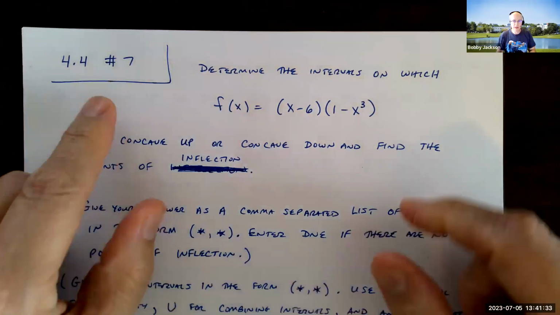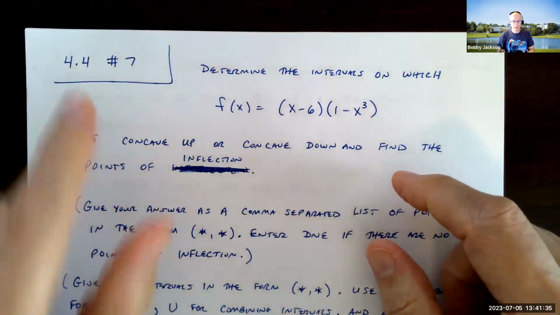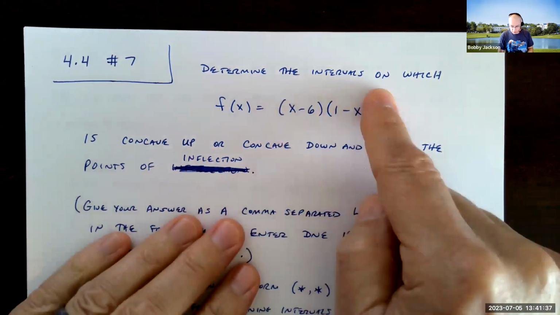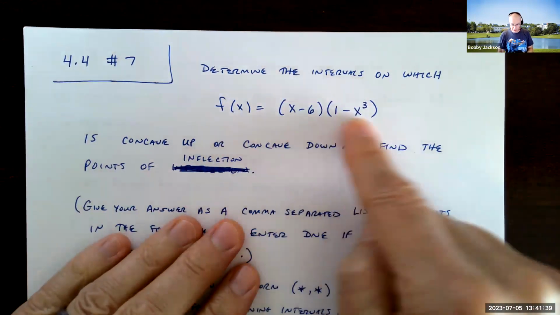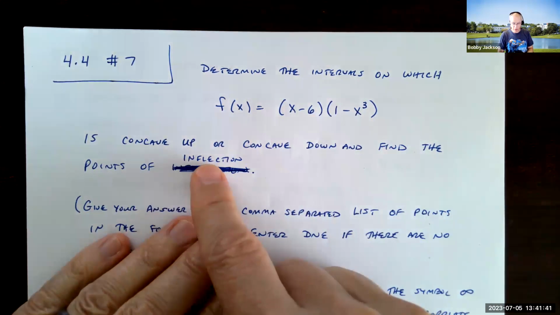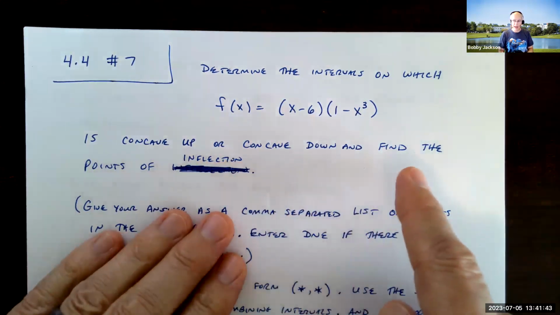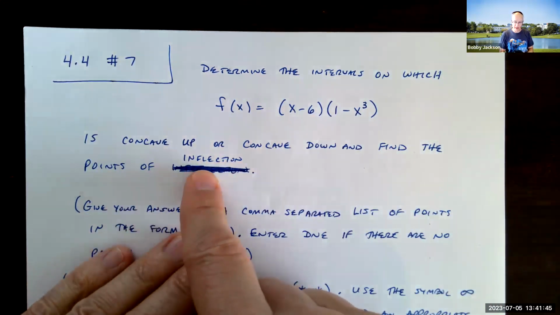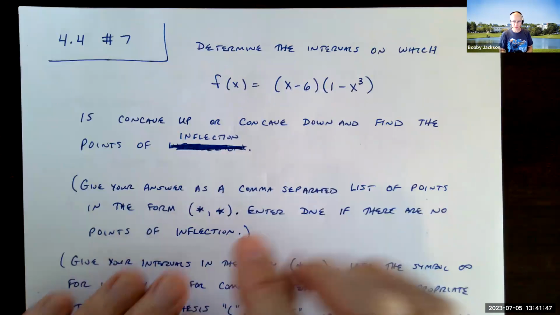We're going to take a look at number 7 in Achieve section 4.4. We're going to determine the intervals on which this particular function is concave up or concave down, and we're going to find the points of inflection. Now there's lots of instructions.